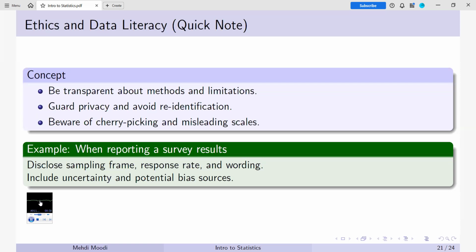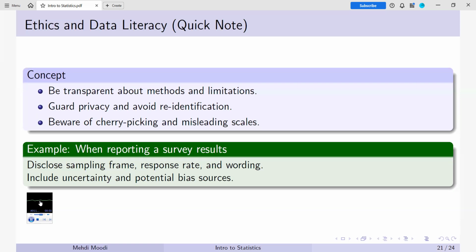Avoid misleading visuals. Cherry-picking data or stretching axes can make results look dramatic or completely meaningless. A bar chart starting at 95% instead of 0% can make tiny differences look like the Grand Canyon.